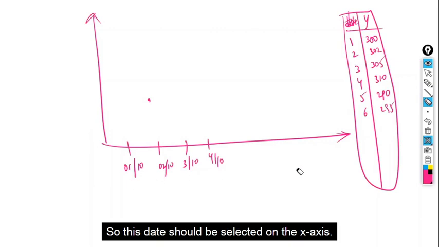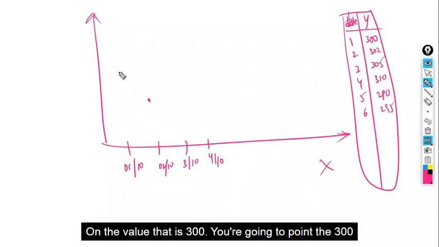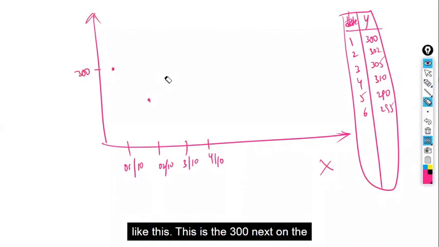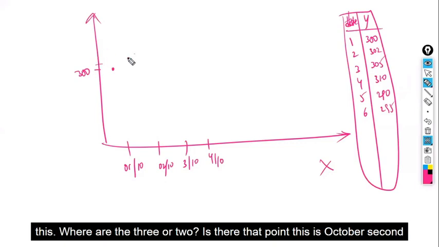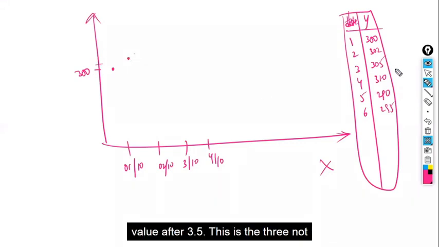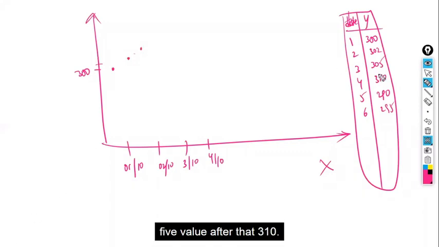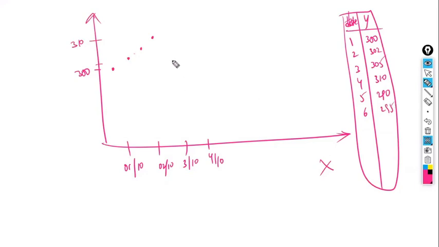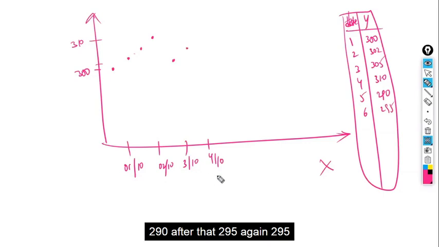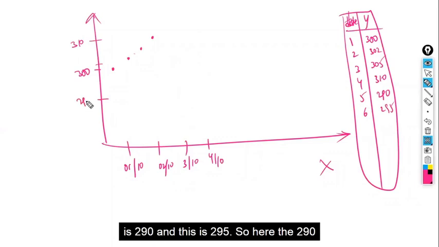So this date should be selected on the x-axis. On the value, that is 300, you are going to point the 300 like this. Next, on the second, October 2nd, 302, you will keep the point like this, wherever the 302 is. This is the October 2nd value. After that, 305, this is the 305 value. After that, 310, keep the point at wherever the 310 is. After that, 290, after that, 295. Assume this is 290 and this is 295.